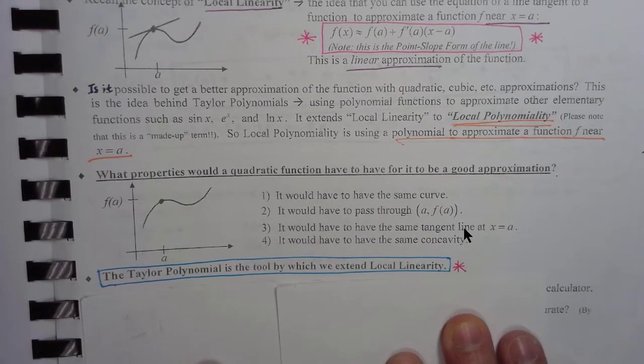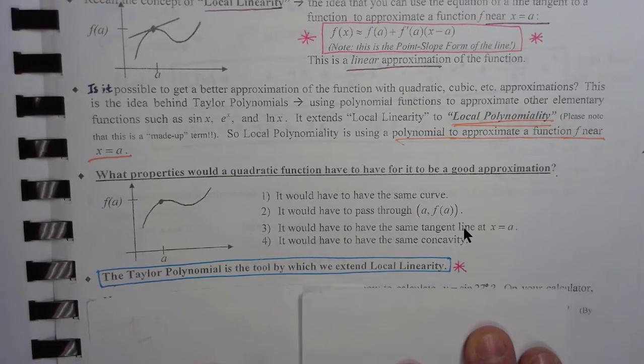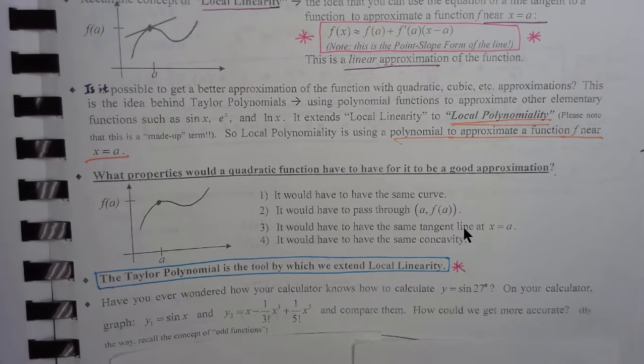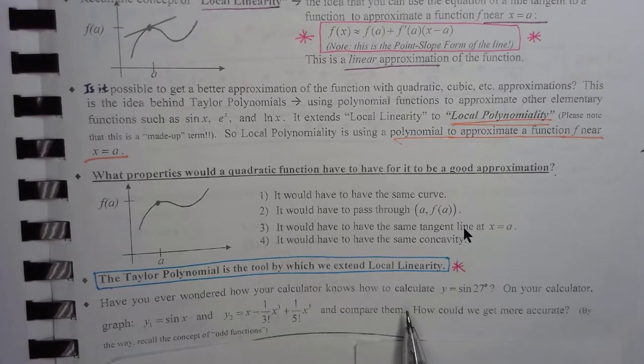So the Taylor polynomial is the tool by which we extend local linearity. Have you ever wondered how your calculator knows how to calculate, say, y equals sine of 27 degrees? Well, on your calculator, let's graph in y1 sine of x. I want to have you look at something.